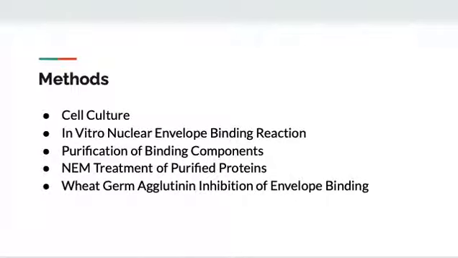For the wheat germ agglutinin inhibition of envelope binding, to assess the effects of wheat germ agglutinin, the cells were first incubated with it and then processed for microscopy. Peptides were also used in the study and were obtained from multiple peptide systems and were analyzed by SDS-PAGE.